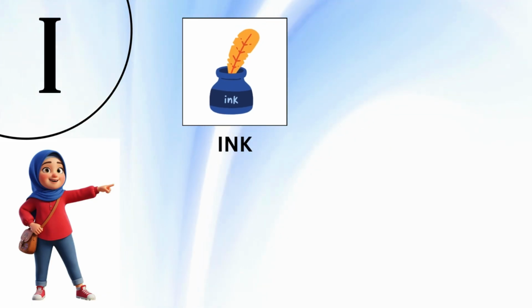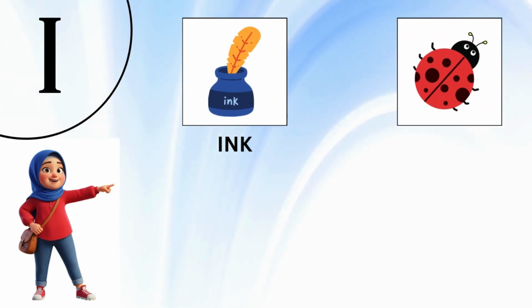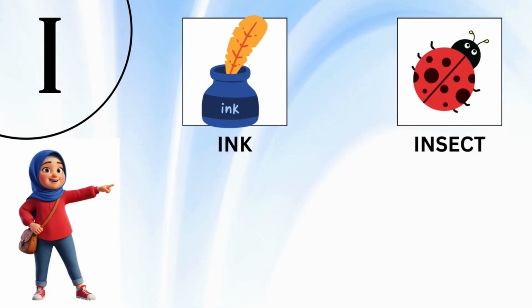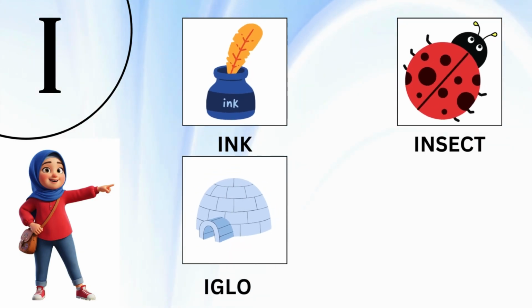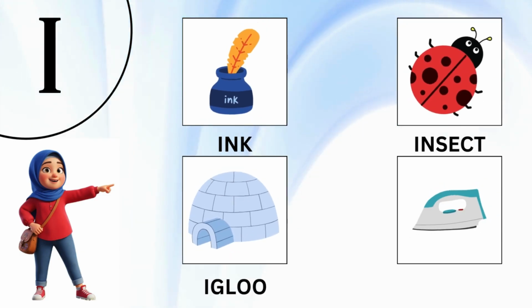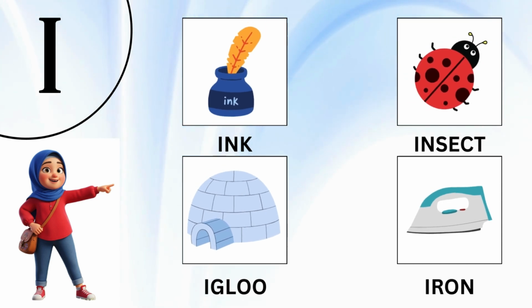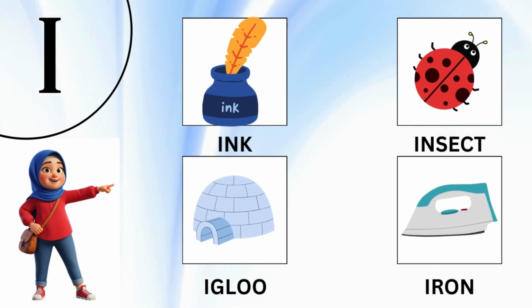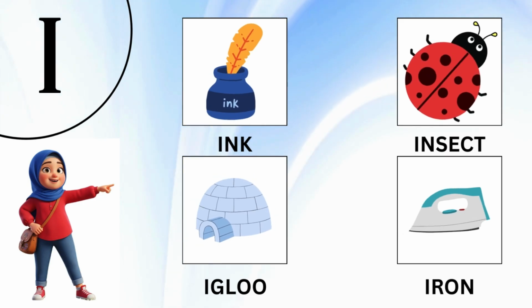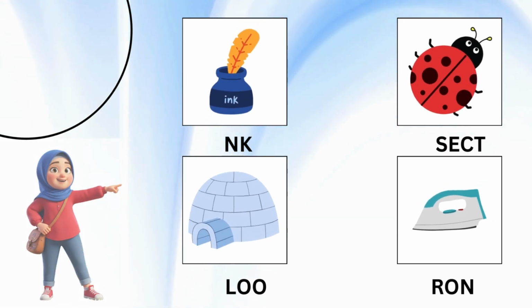This is letter I. I is for ink. I is for insect. I is for igloo. I is for iron. Ink, insect, igloo and iron.